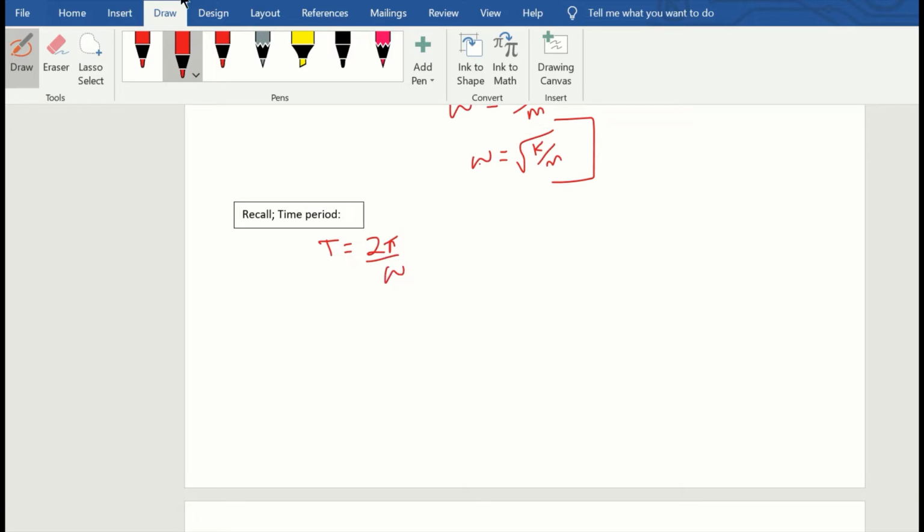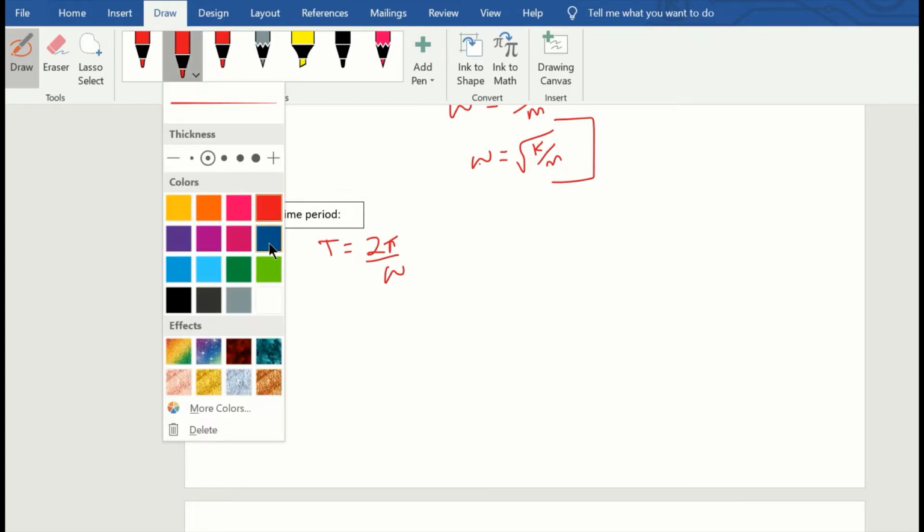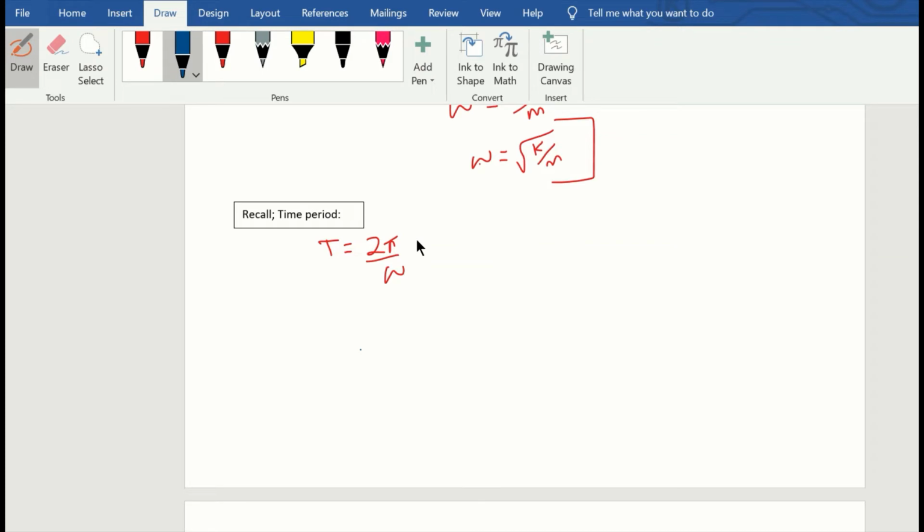Now I can express this time period in a different way, because now I know that my angular frequency is equal to the square root of k over m. So therefore I can substitute k over m into this equation. So we now have 2 pi over, now omega becomes the square root of k over m. All right, so therefore I can say that my time period T is equal to 2 pi divided by the square root of k over m.